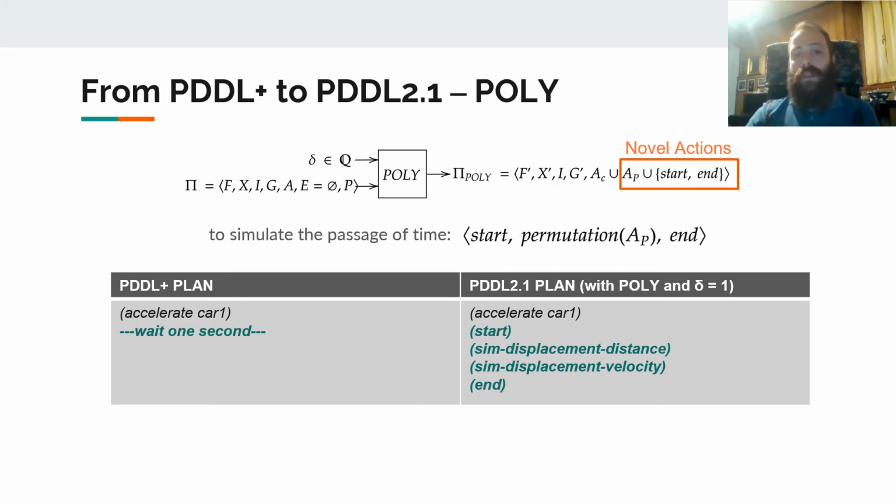This operator affects the position of the car according to what is prescribed by the discretized displacement process, if its precondition holds when start is applied. Such action is followed by the sim displacement velocity operator, which has a similar structure to the previous one, except that it affects only the velocity. Finally, the simulation is closed by means of the end action only whenever all the AP operators have been executed, thus making all the actions applicable again.